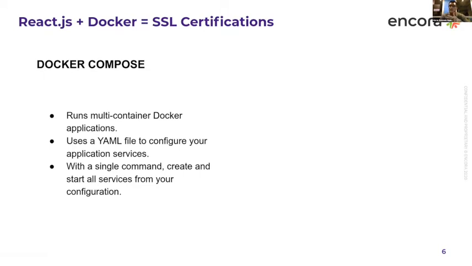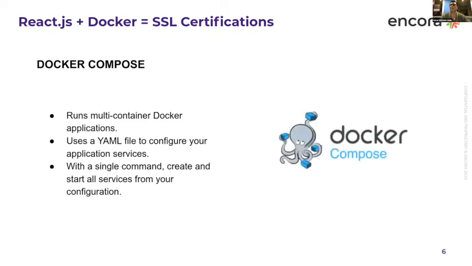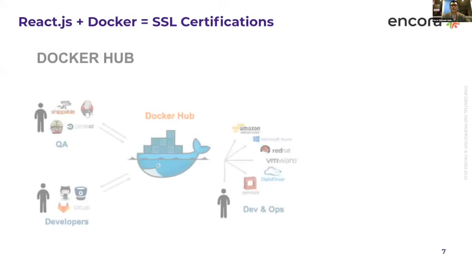And there are two specific files that you will need here. For example, you'll need a file in order to run many services that you're going to need for your server. And this is going to use a YAML file to configure your application services. And with a single command, you can create and start all services from your configuration. That's what Docker Compose does. That's a good advantage that you can have in order to make better use of your Docker services.